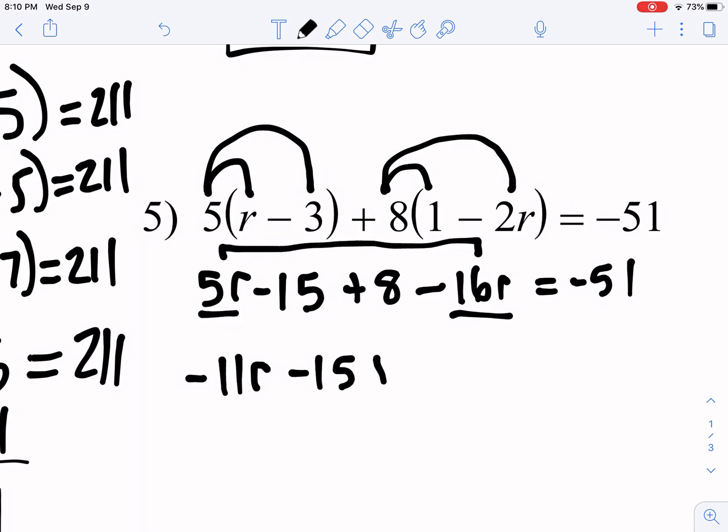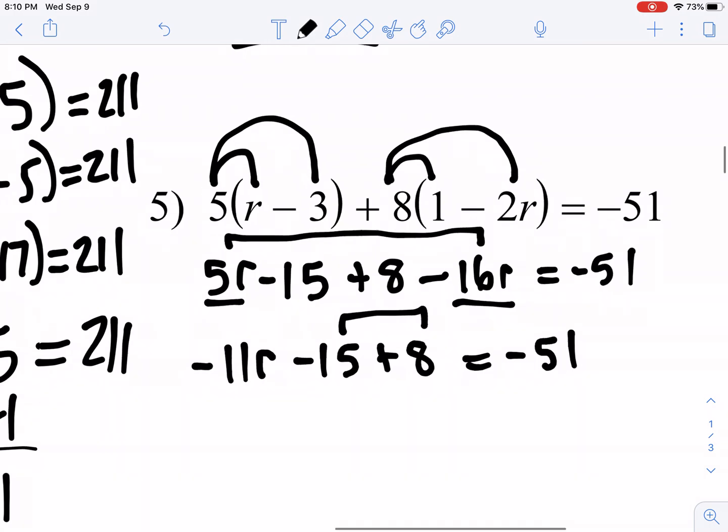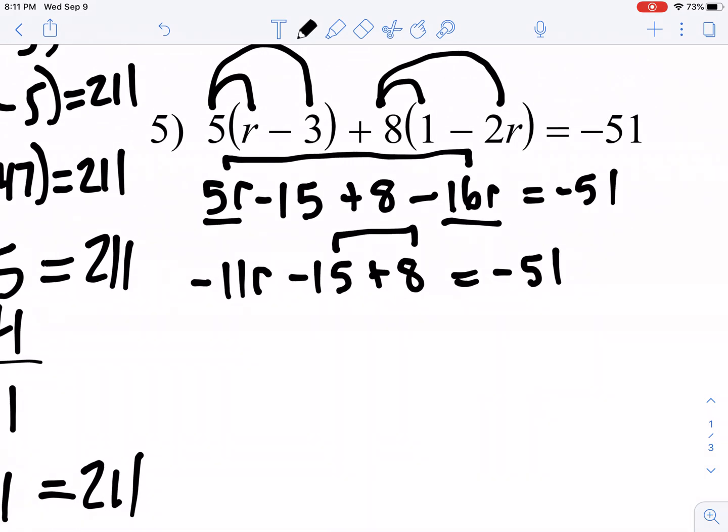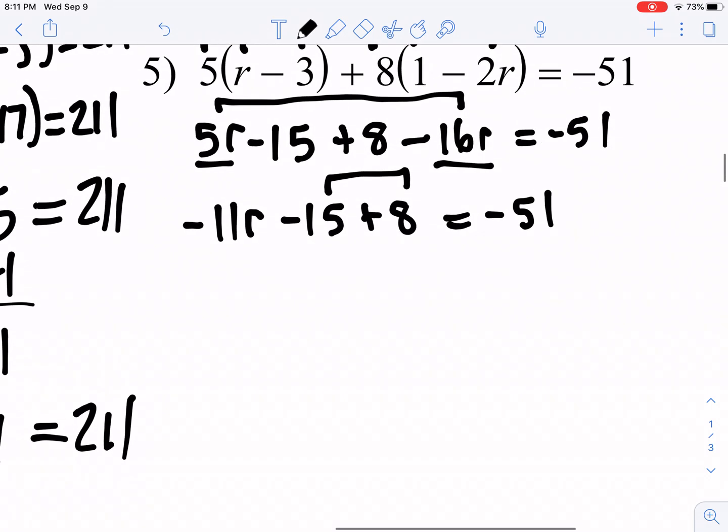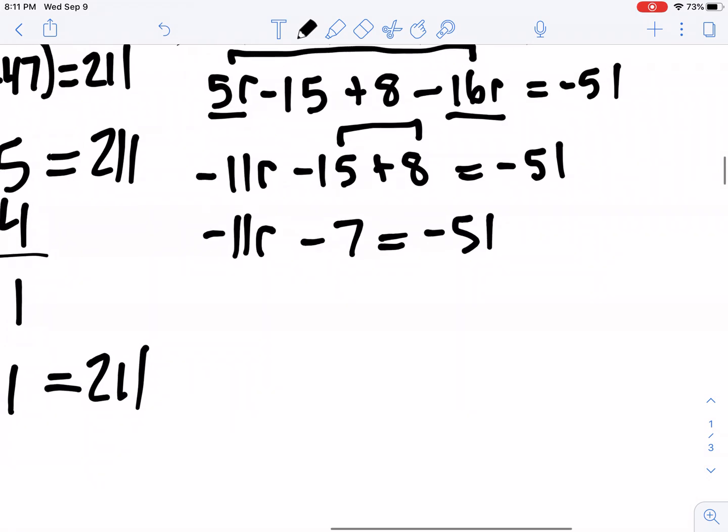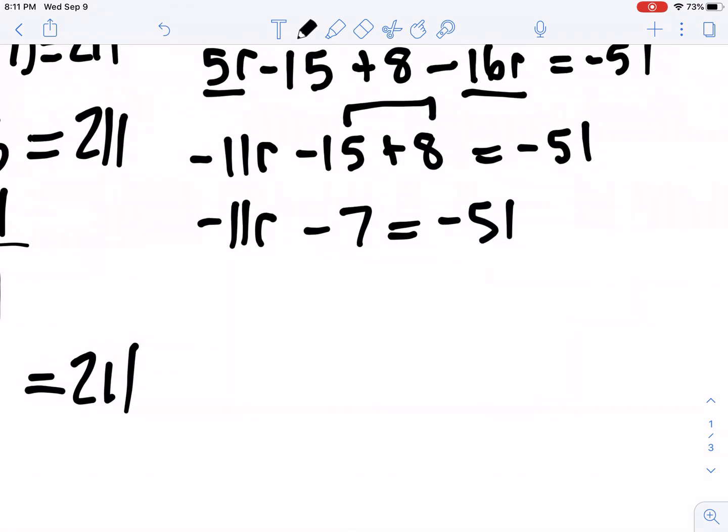Minus 15 plus 8 equals negative 51. Now, double check here. Can I still combine like terms? Yes, I can put my numbers together. And again, we have different signs, so we subtract and keep the sign of the larger. 15 minus 8, what do I get? 7. And since 15 is bigger and it's negative, our answer would be negative 7 when we combine like terms there. Okay, so now I'm done with that step.